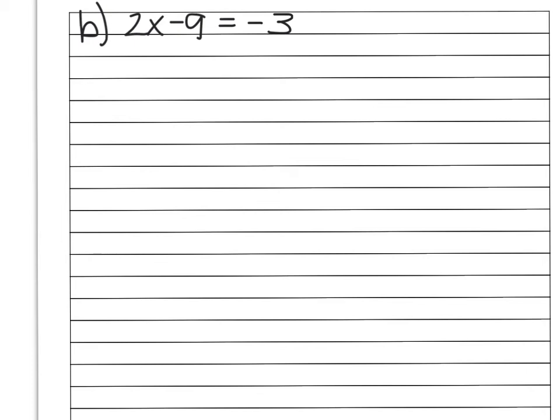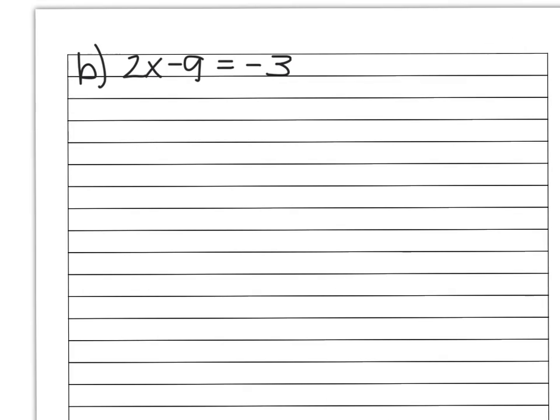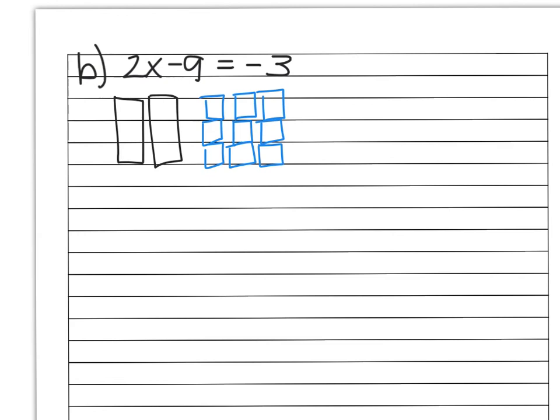Here we have b. It says 2x minus 9 equaling -3. So I'm going to go ahead and draw those algebra tiles. So I have 2 rectangles. I have 9 blue -1s. I have 3 -1s. So we can go ahead and write our algebra equation out and solve.